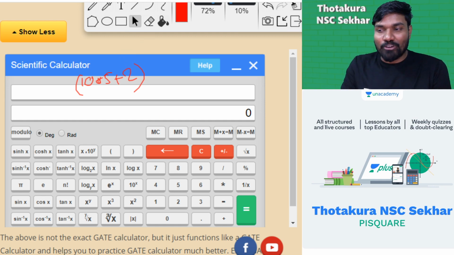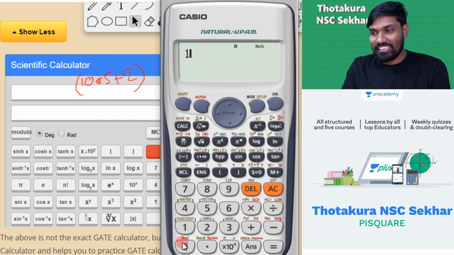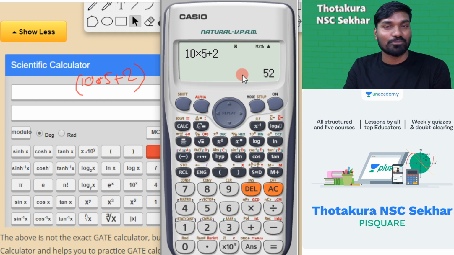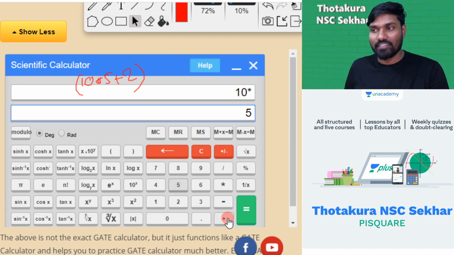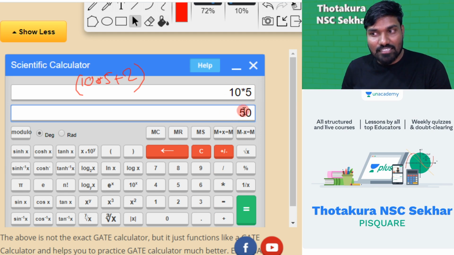In the regular calculator, how will you do it? I think it's simple. 10 into 5 plus 2. 52. Clear? So in this, we have 10 into 5. This is over. Now for this 50, we'll add plus 2.